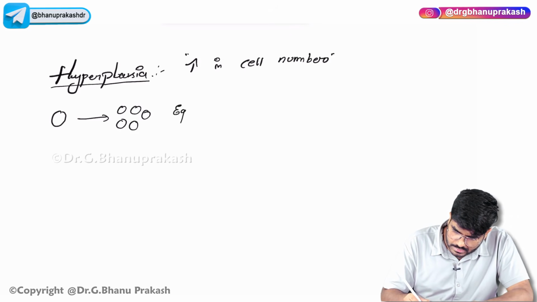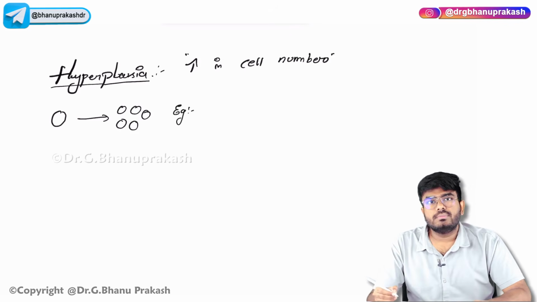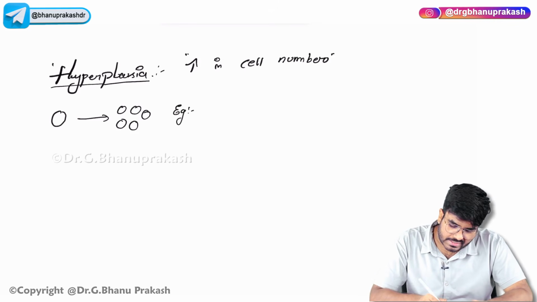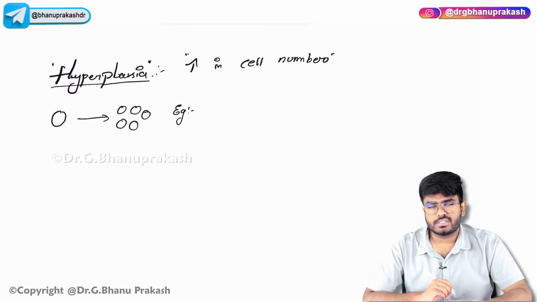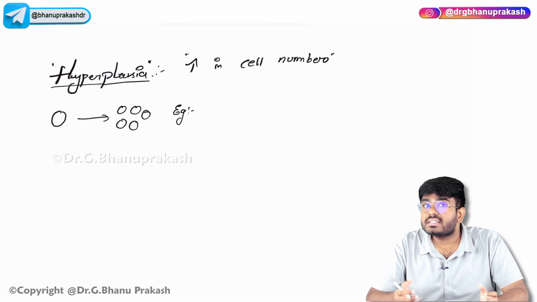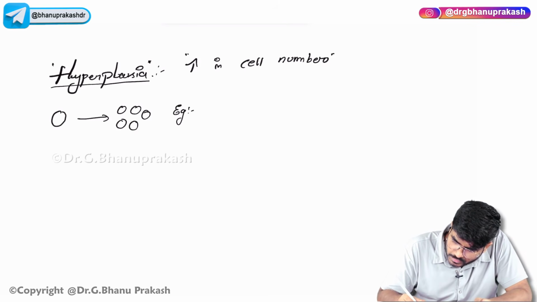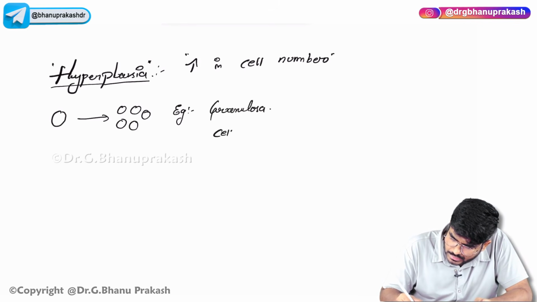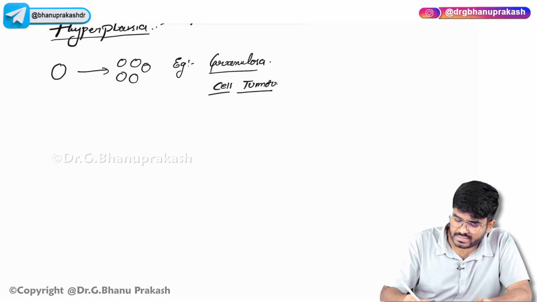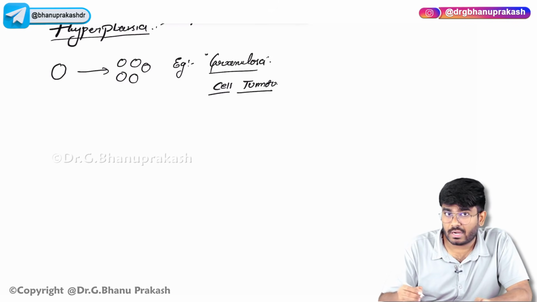Now, where can you see hyperplasia? In which conditions? Yes, cell number is increasing, but in which examples? Let's take a tumor. There is a tumor called granulosa cell tumor. Where exactly are these granulosa cells present? What is this granulosa cell tumor?